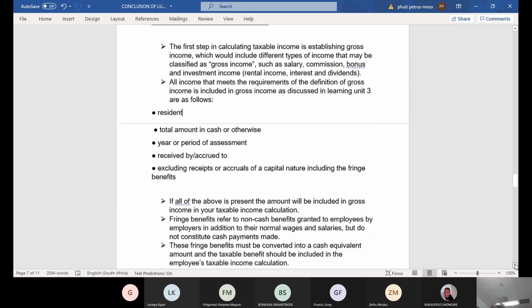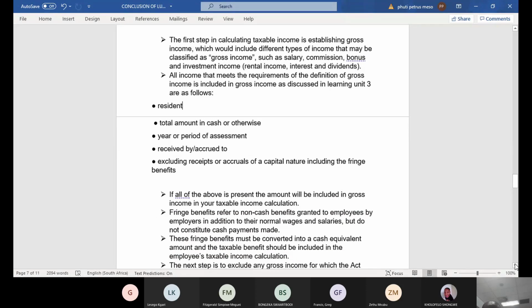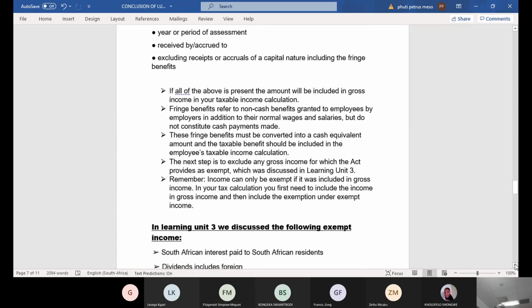So if you want to know more about your gross income, you just need to refresh yourself by studying your Learning Unit 3, and you'll be able to determine which ones are your gross income, which ones are your exempt, and which ones do not qualify. It further says that if all of the above is present, the amount will be included in the gross income in your taxable income calculations.